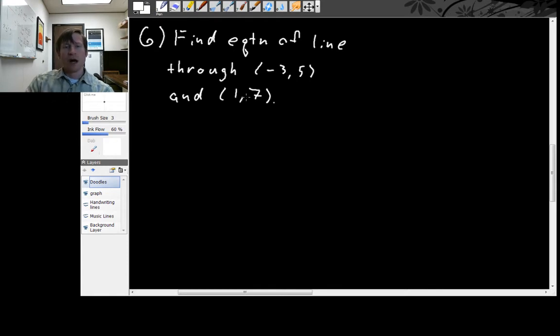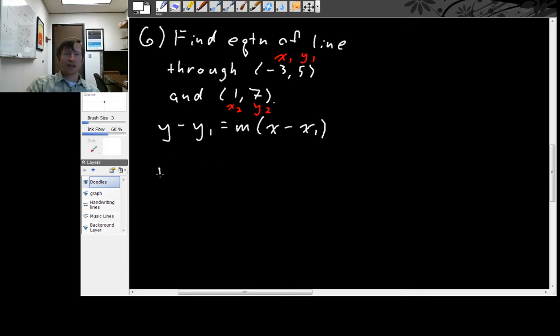All right. So when you're going to find the equation of a line through some points, usually you'll use point-slope form. And point-slope form looks like this. y minus y1 equals slope m times x minus x1. It doesn't matter which point we choose for x1, y1. I guess we'll use this first one. So x1 is going to be negative 3, and y1 is going to be 5. Now when we go to calculate the slope, we'll use this other point. So this other point, we'll call this x2 and y2.